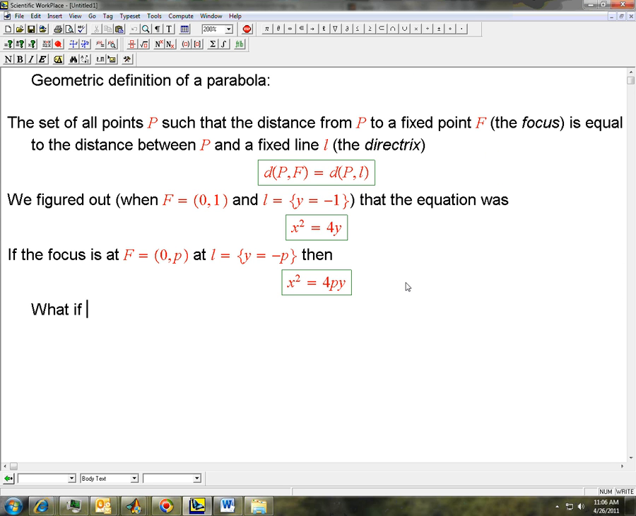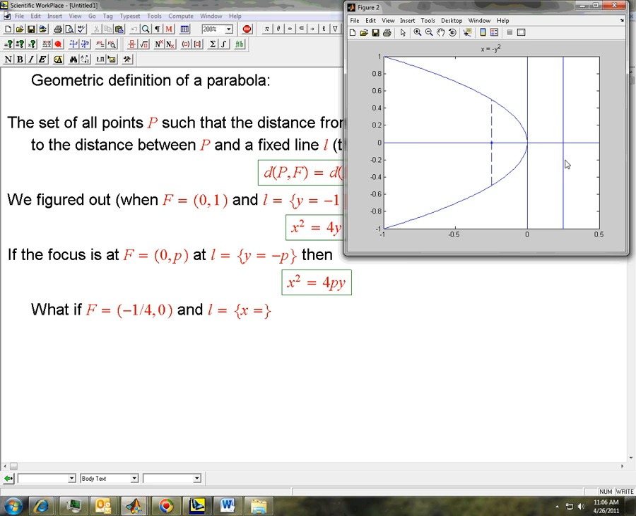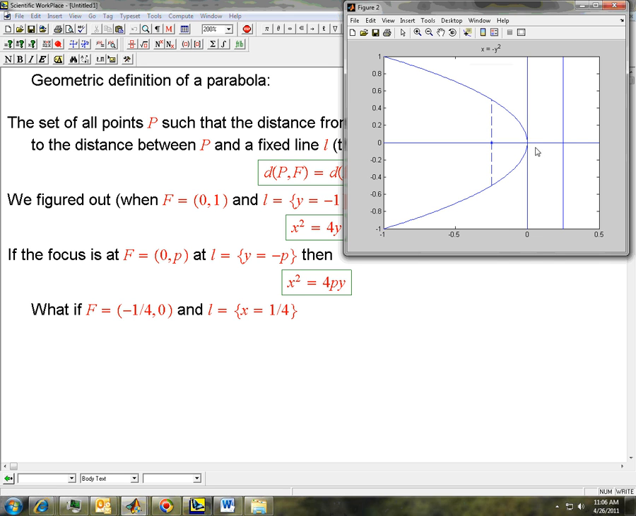So what if F equals negative 1/4, comma 0, and the directrix is now going to be an x equals line. So here it's going to be x equals 1/4. And now, in principle, I could choose those to be any two different numbers I want. The reason I'm choosing them to be equal and opposite is so that right in between is the origin. And that means that whatever other points are on this parabola, at least the origin's going to be in there. Okay. So, let's see what happens.